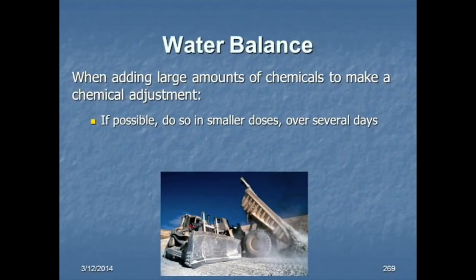Remember, if you've got to add large quantities of chemicals in order to make that adjustment, if it's possible, do so over several days, possibly with smaller doses. You usually get more of an effective change over those gradual time frames.